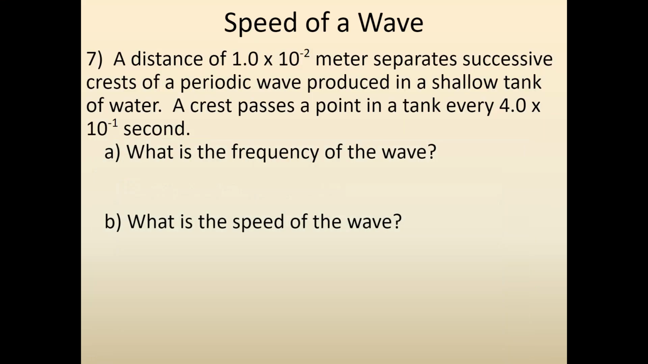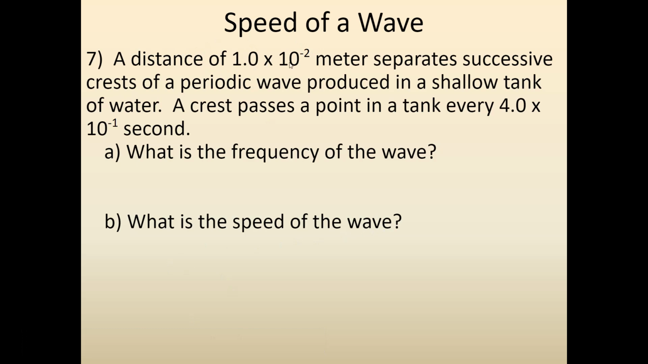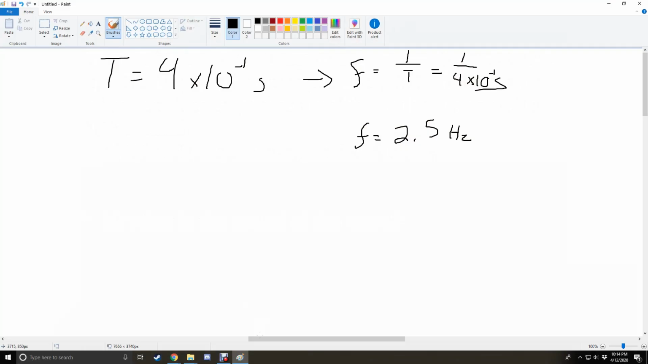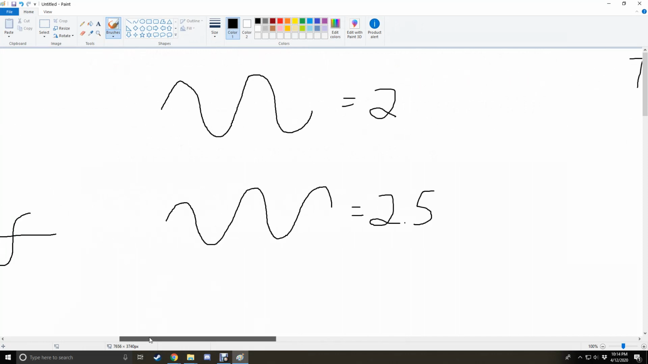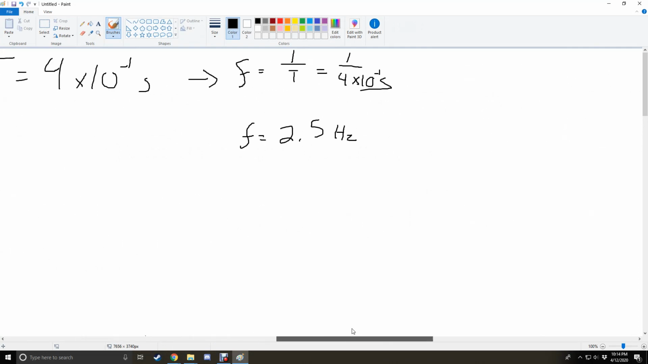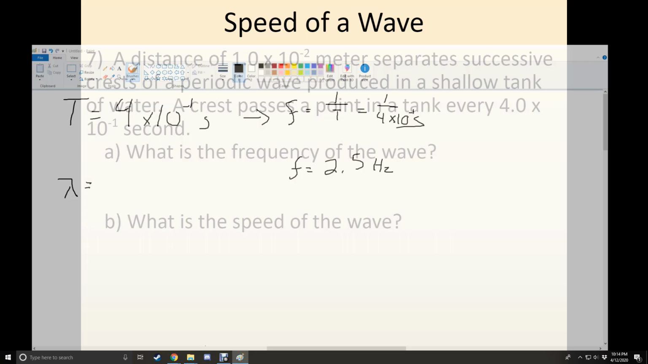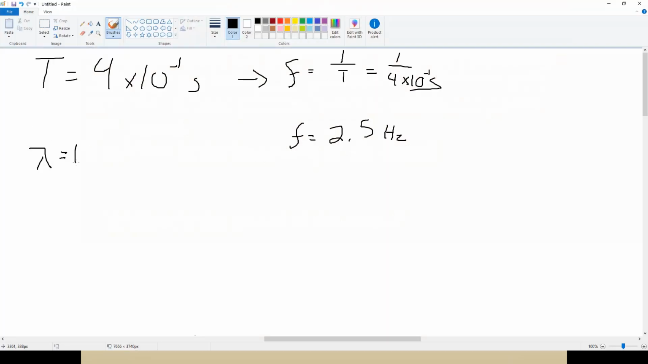All right. Now for the next one, they want the speed of the wave. Now I have to use this term. So they say the distance between successive crests is this, 1 times 10 to the negative 2 meters. That is one wave because this is a crest, this is the next crest. That's basically a cosine curve. So that gives us our wavelength. So our wavelength is 1 times 10 to the negative 2 meters.